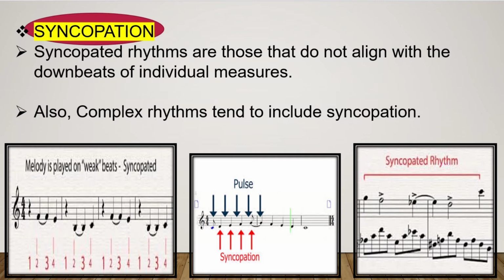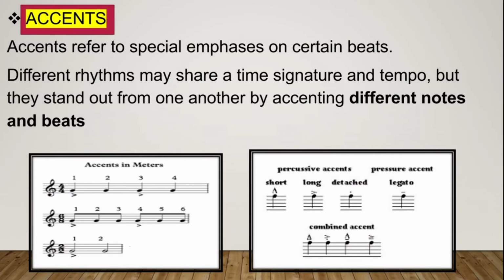Accents refer to the special emphasis on certain beats. To understand accents, think of a piece of poetry. A poetic meter, such as iambic pentameter, may dictate a specific mixture of stressed syllables and unstressed syllables. Musical accents are no different.